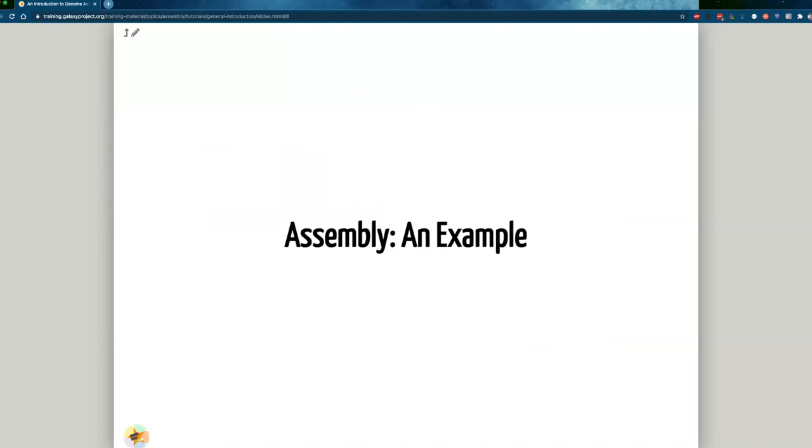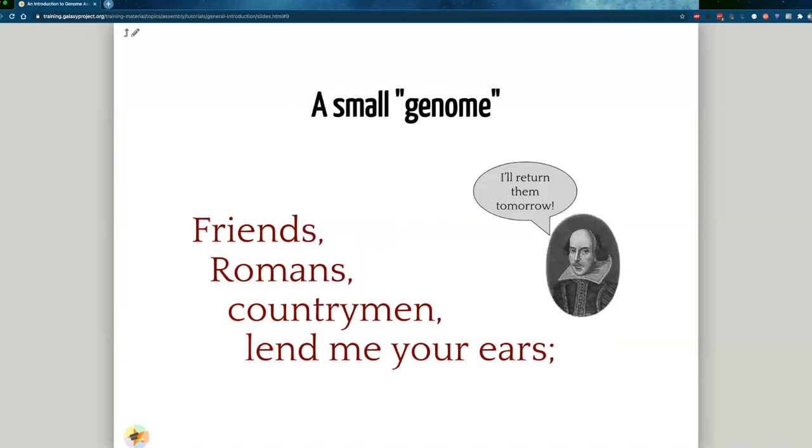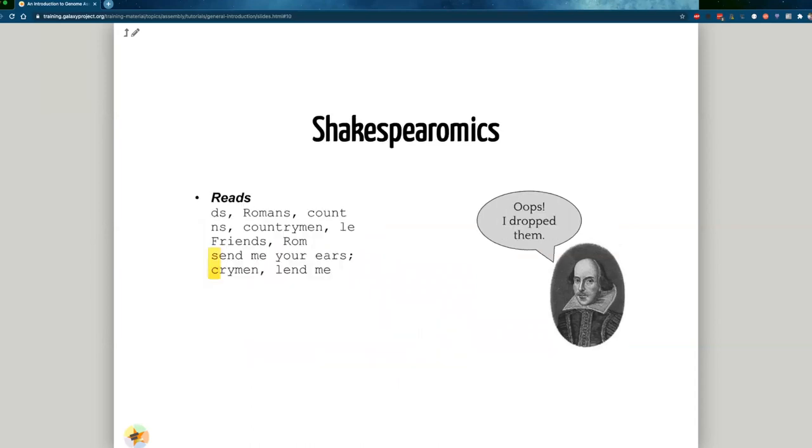Okay, maybe it might work better if I give you an example. So here we have a string of characters. We'll call it a small genome. Friends, Romans, countrymen, lend me your ears. Okay, so this is one sentence.